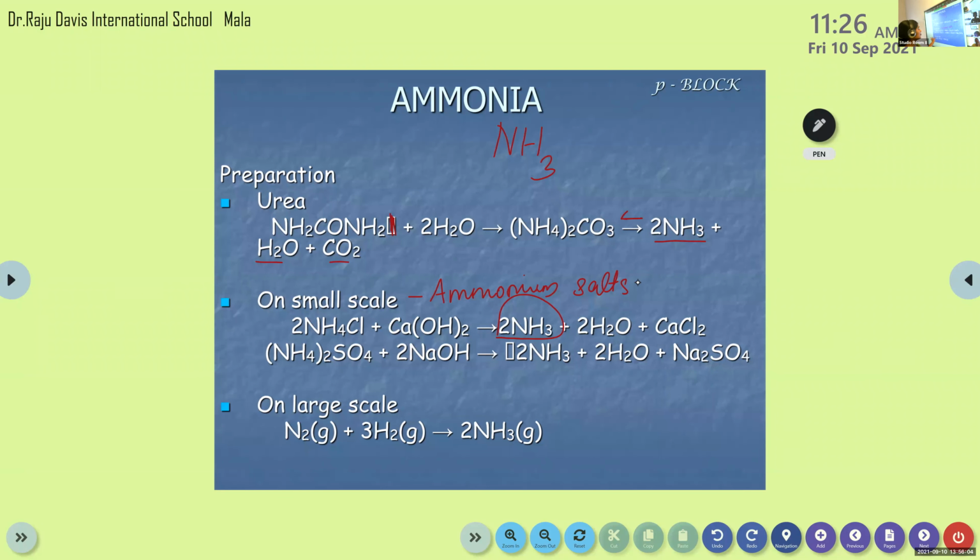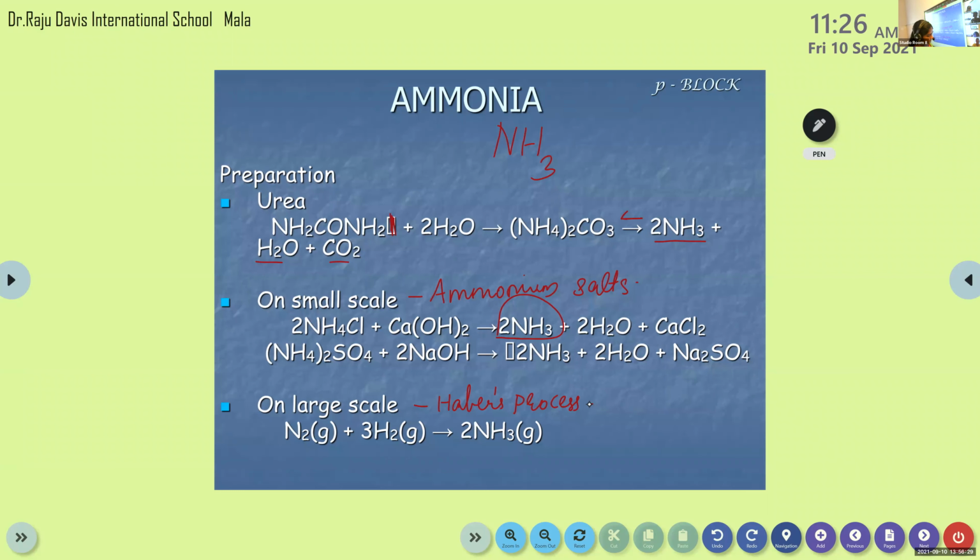Large scale production is mainly based on Haber's process. Okay. So the main important one is Haber's process. Here nitrogen and hydrogen react together to form ammonia.